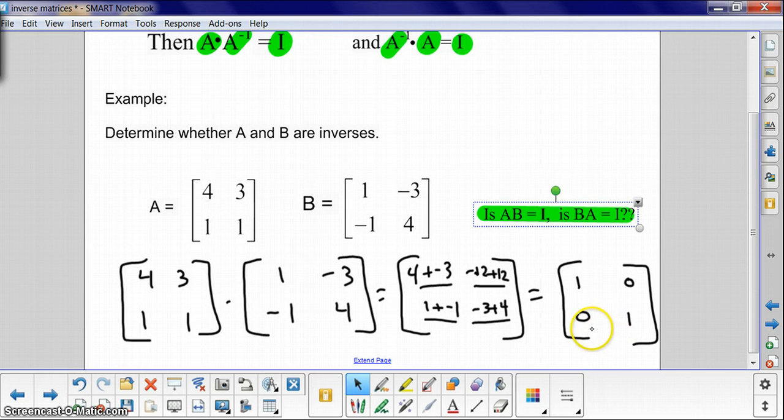We also need to check it the other way around, though. So I do need to multiply B times A and see if it gives me the identity matrix as well. Take a minute and decide whether or not B times A is equal to I also. Put me on pause and do matrix B times matrix A. Okay, welcome back. B times A does equal 1, 0, 0, 1. Therefore, we would say that matrix A and matrix B are multiplicative inverses in terms of matrices.